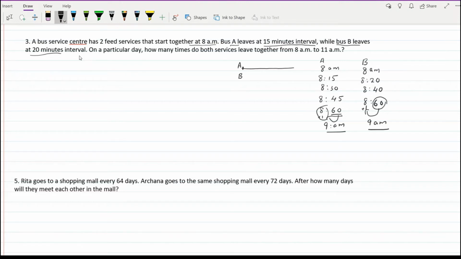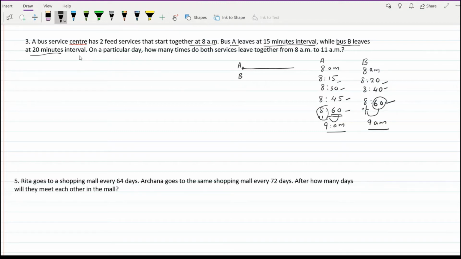First it was at 8 a.m., and the second time, how many trips were there? For bus A, 1, 2, 3, the fourth trip. For bus B, 1, 2, the third trip, because the 20 minutes interval is longer. So this is bus A's fourth trip and bus B's third trip, when both buses leave from the service center together at 9 a.m.